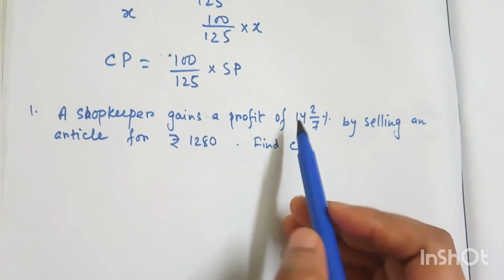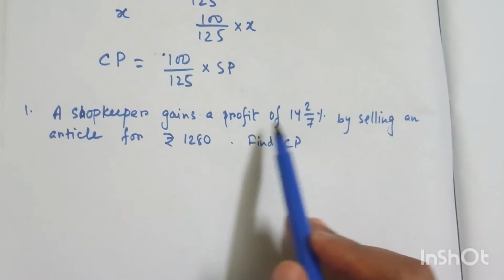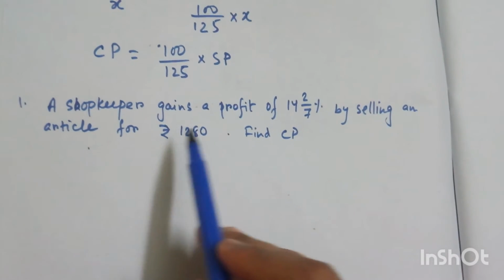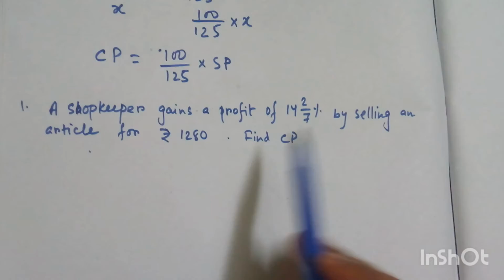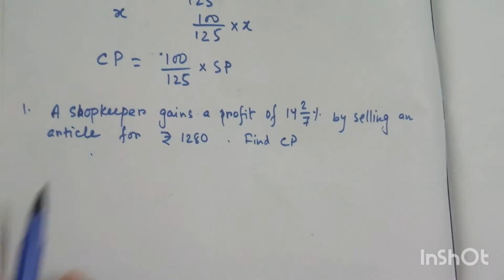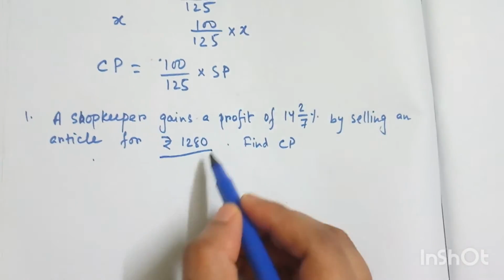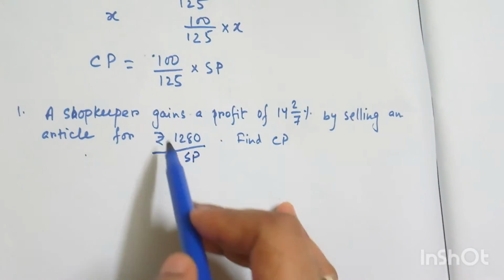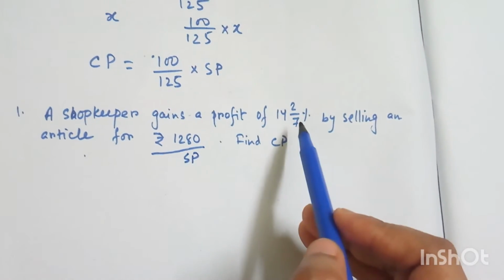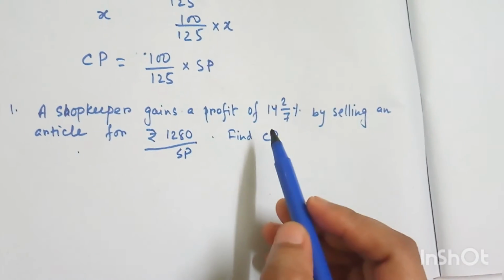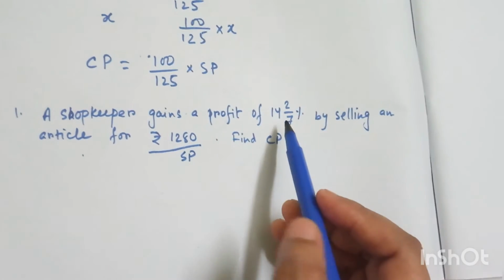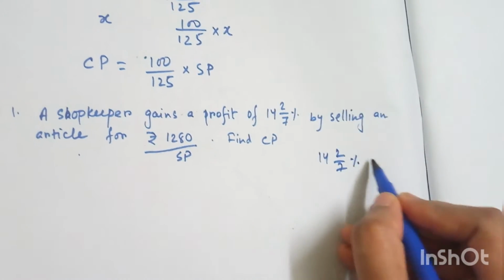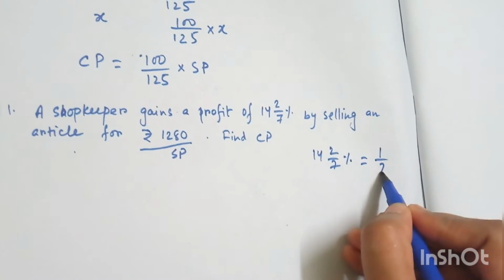So here is an example. A shopkeeper gains a profit of 14.2% by selling an article for rupees 1280. Find the CP, means cost price. So here this is the selling price. Selling an article means this is the selling price, and we know the profit here. From the previous video on percentage, we know that 14 2 by 7% is 1 by 7.